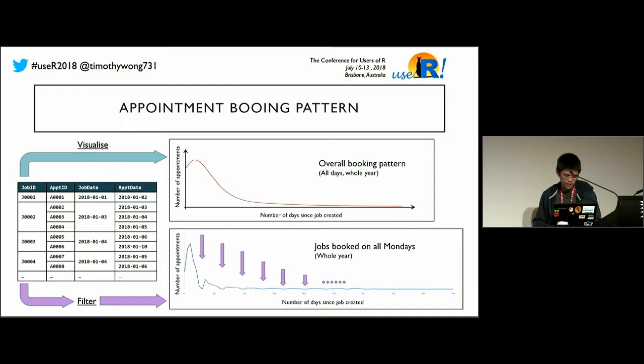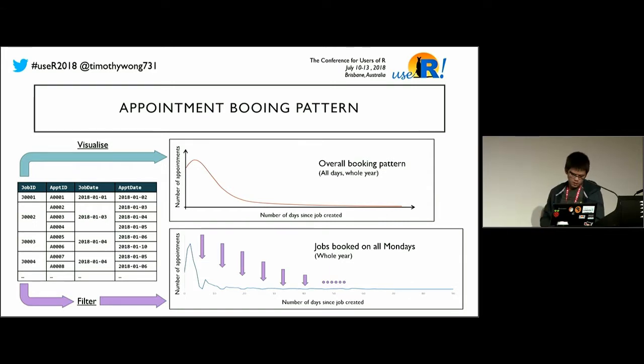So let's look at the appointment booking data set. Yeah. So on the left-hand side, we are looking at a table. So this table shows a list of job IDs and appointment IDs. So a job is created on a certain date. And for this particular job, there are several appointments associated with it. Yeah. So just like I said before, a job is associated with multiple appointments.